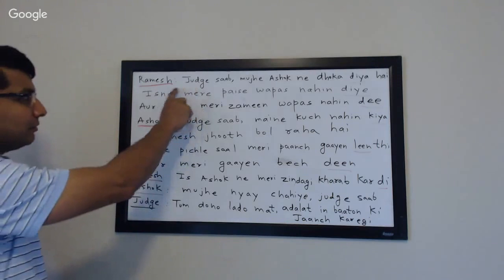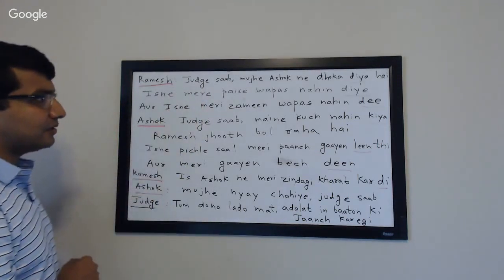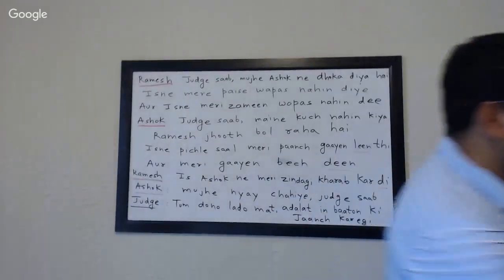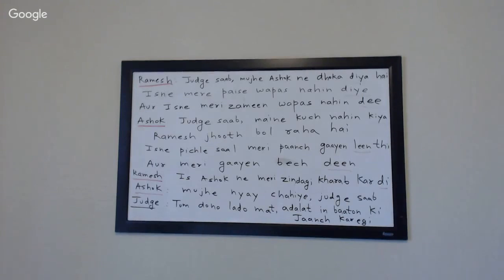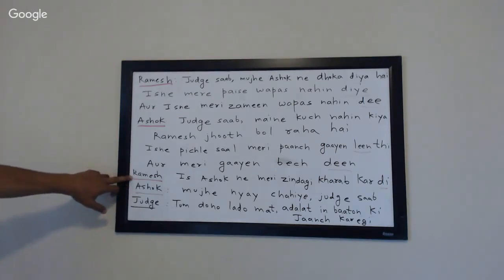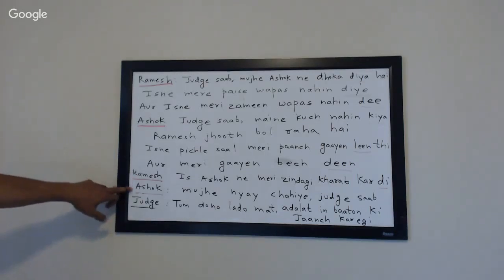So in summary, again, Ramesh is saying here that Ashok cheated me. He took my money. He didn't return my money, and he hasn't returned my land. And then Ashok is saying, Judge Saab, I haven't done anything. Ramesh is lying. He took my 5 cows last year, and he sold my cows. And then basically they are continuing the conversation, and both of them are looking for justice. Ramesh is saying that Ashok has ruined my life, and Ashok is saying that I need justice as well. And the judge is telling them, don't fight, you guys. Adalat, like the court, will look into this matter.